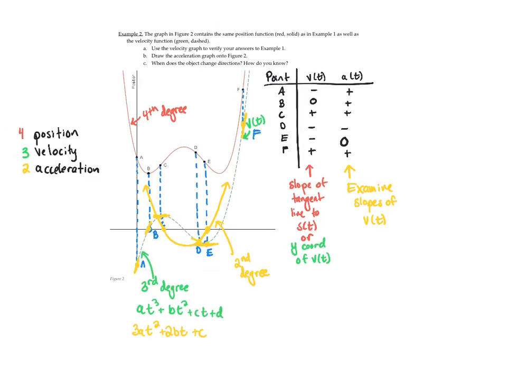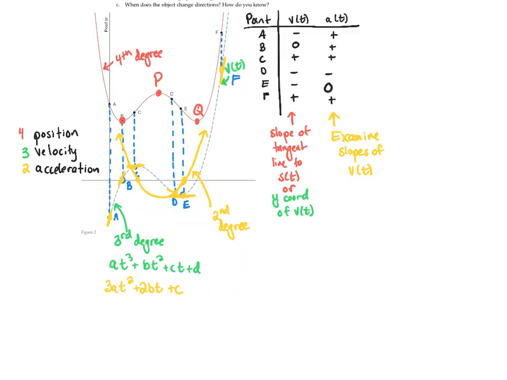Okay, now to answer the last question, when does the object change directions and how do you know? So the object changes directions anywhere you have reached a minimum or a maximum on the graph. So obviously at point B, at this other point that we haven't labeled, and then there's one more place. These are also the places where your velocity changes from negative to positive or vice versa. So the direction changes happen at point B, and then we'll go ahead and add some labels to those other points. So I've called those other 2 points P and Q.